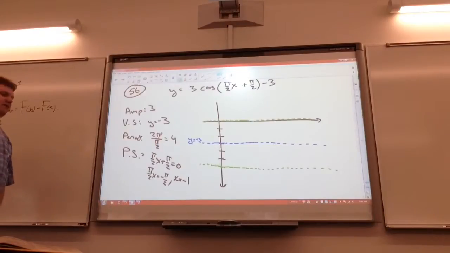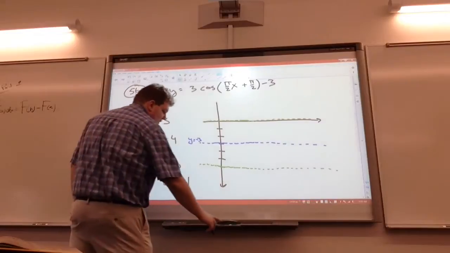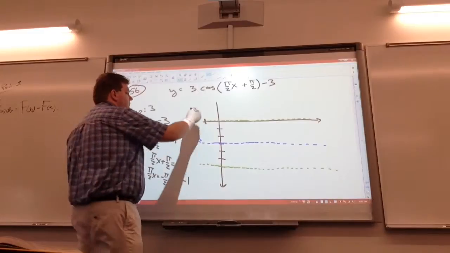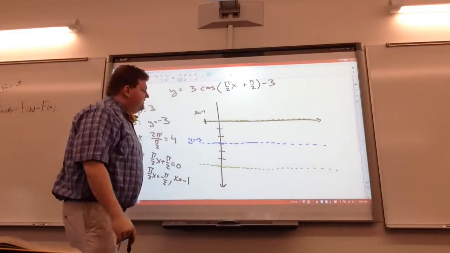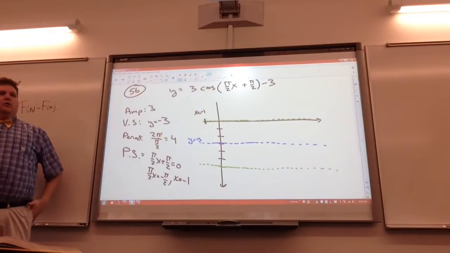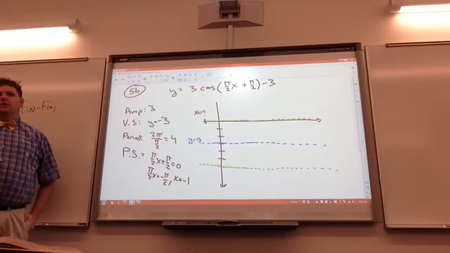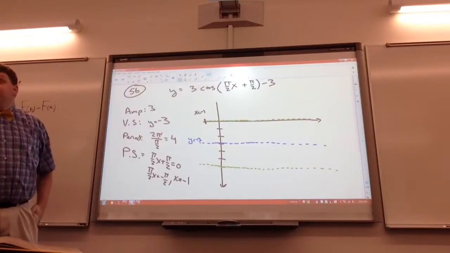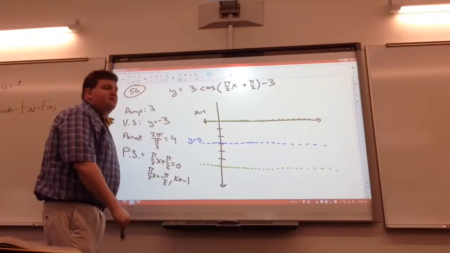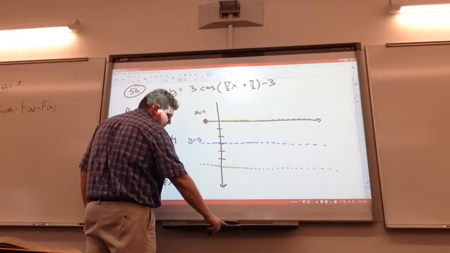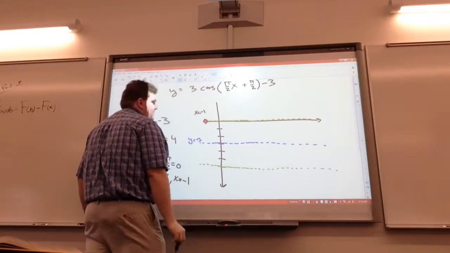Good. Now, before I delve in, I know my period is 4 and my phase shift is negative 1. So negative 1 marks where this thing begins. So I'm going to come over here to where x is negative 1. And this thing's a cosine. So where does the cosine start? It starts at the maximum or minimum. This is a positive cosine, so it starts at its maximum. If there was a minus out in front of that 3, it would start at its minimum. So my first point will be right there. This is my starting point.